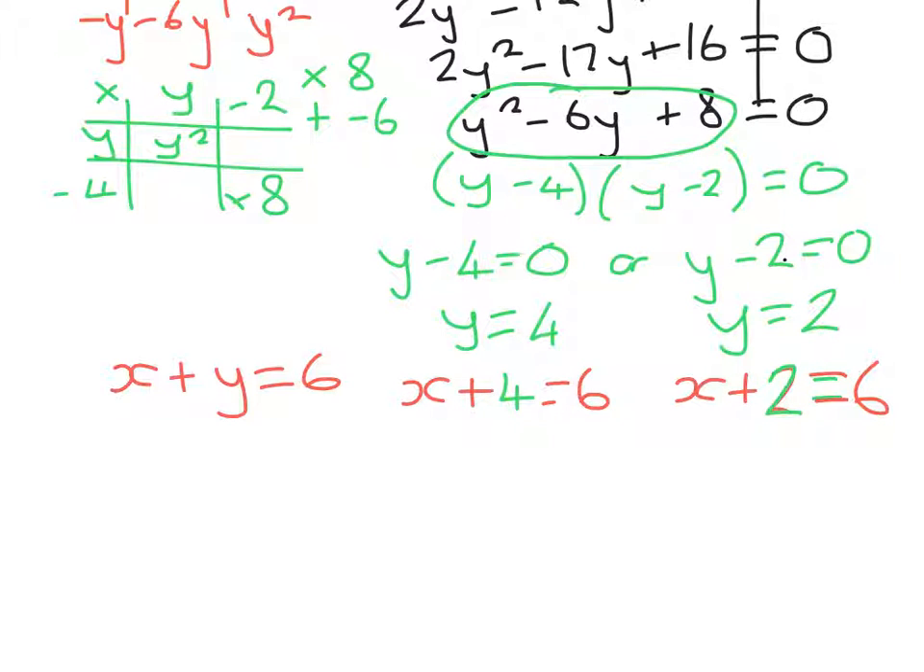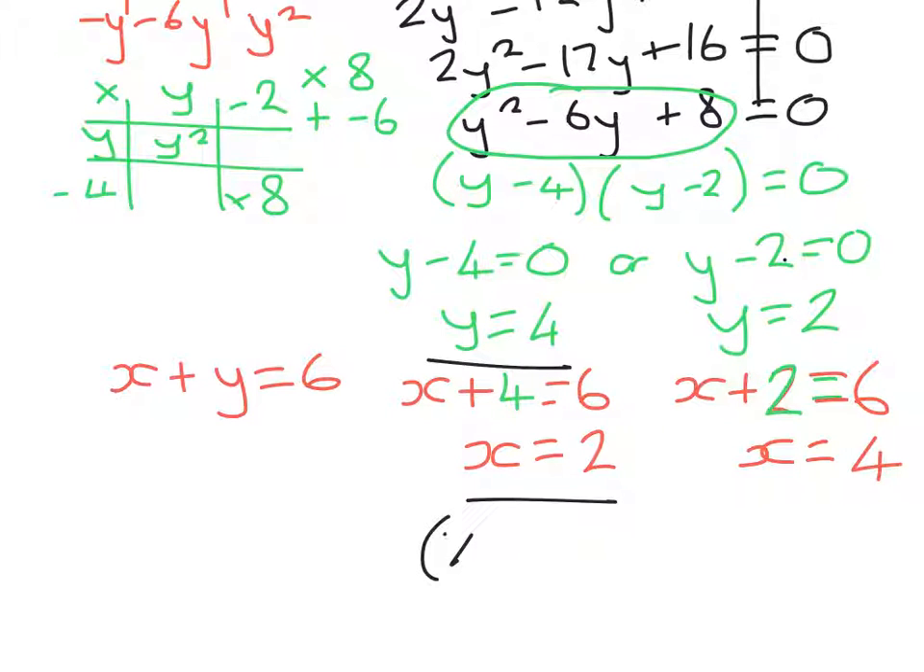So that means that x, taking away 4 from both sides, is equal to 2, or x, taking away 2 from both sides, is equal to 4. So my answers are: when y is 4, x is 2, so 2, 4 would be the coordinate there. And when y is 2, x is 4, so 4, 2 would be the coordinate there.